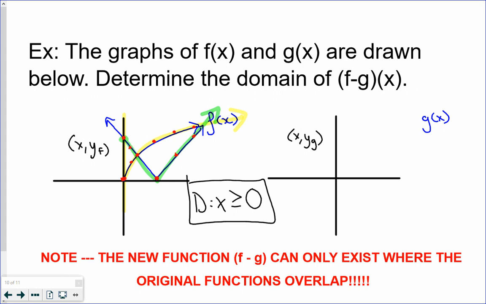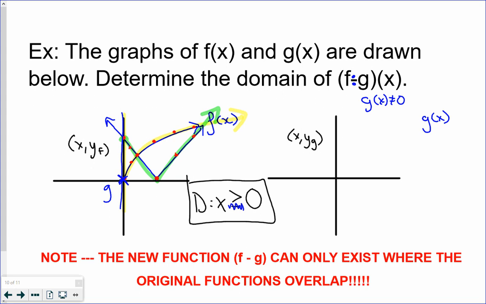Now, if we were to extend this question, what if it was an f divided by g? Again, same rule applies. It can only work where the graphs overlap, but you have to remember that g cannot equal 0. So it would still be the domain of x is greater than 0, but right here, where g equals 0, that can't be used. So now it's just going to be strictly greater than 0, not equal to.